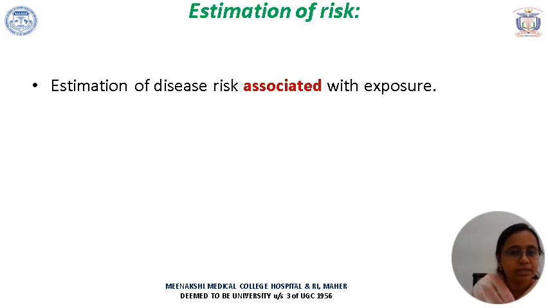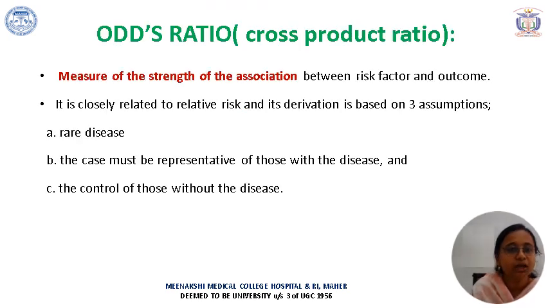Next, estimation of the risk. We can identify this using a formula known as the odds ratio. It is helpful in identifying whether an association is present or not. The odds ratio is a cross product ratio that we can obtain from the 2 by 2 table. It gives the measure of the strength of association between the risk factor and the outcome.